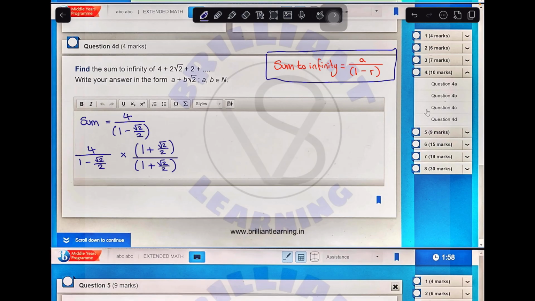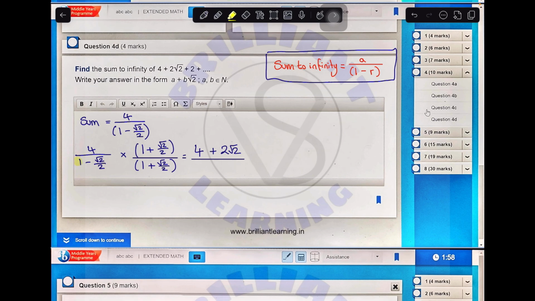Hopefully this brings back some memories. So the top is going to multiply out as though it's a single bracket. So we're going to end up with 4 plus, let's see, 4 root 2 over 2, which would be 2 root 2. And then on the bottom, we've effectively got a difference of 2 squares.